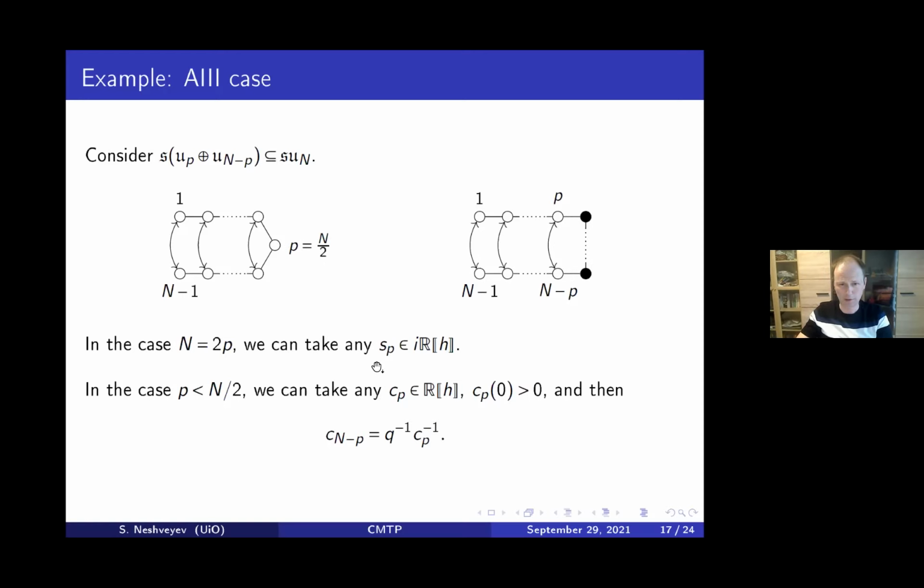And it turns out that in the first case, there is just one parameter you can take. So to define all these deformations, this parameter s_p, while all these parameters c are fixed. And in the second case, you have these two parameters, but they have to be related. So you can choose one of them, but the next one is fixed by this identity.